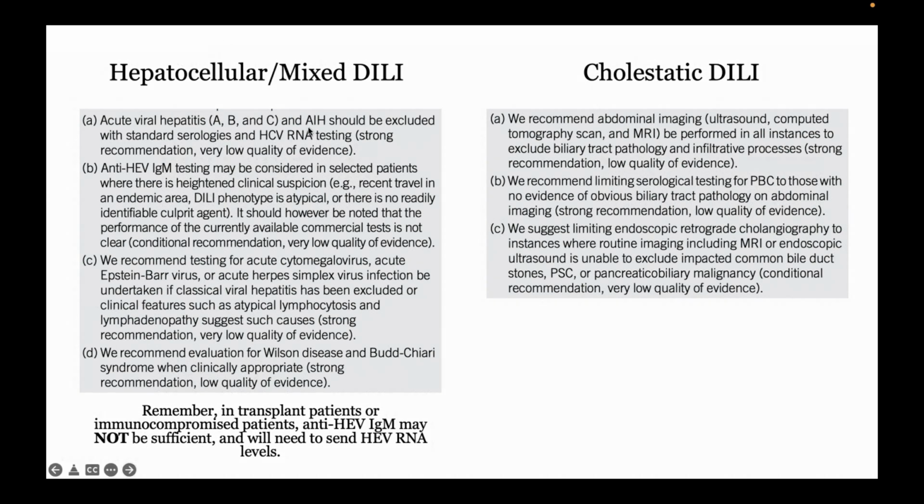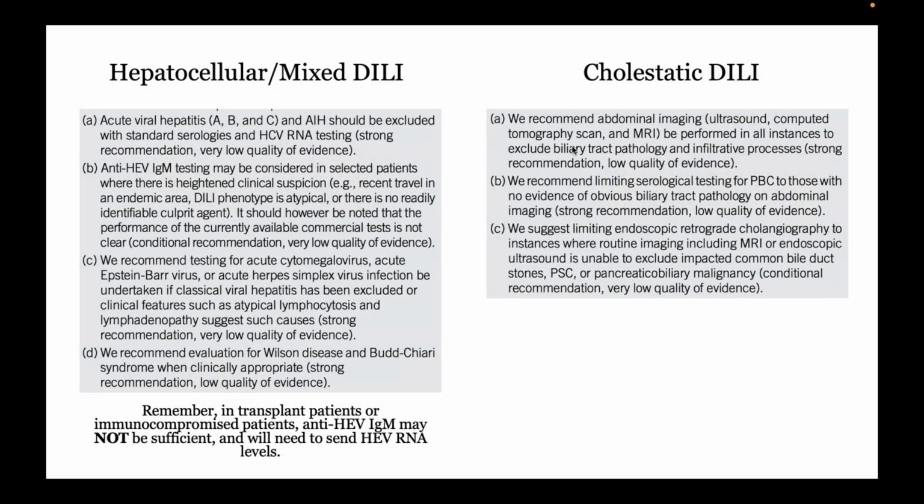For hepatocellular or mixed DILI, you want to check all the hepatocellular hepatopathies: hep A, B, C, autoimmune hepatitis. You really want to check an HCV RNA sometimes, because sometimes people don't mount an antibody. And to that point, you can check an anti-HEV IgM for hep E, but this can be falsely negative if people are post-transplant or immunocompromised. So you need to check the HEV RNA levels for these people. They recommend testing CMV, EBV, and HSV, and then finally evaluation for Wilson's and Budd-Chiari with an ultrasound.